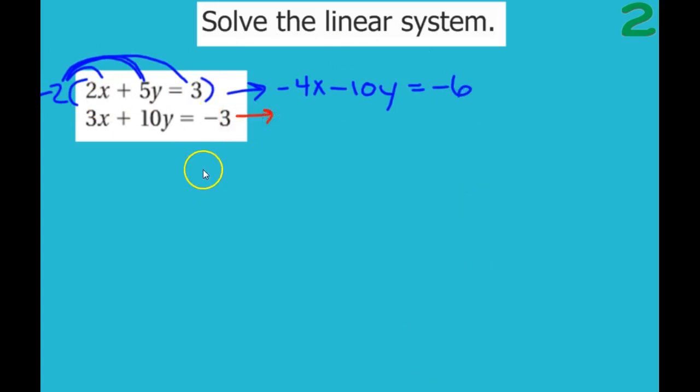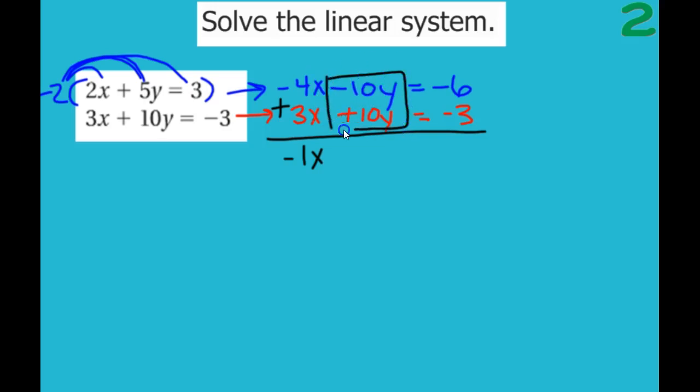The bottom equation we didn't do anything to. I'm just going to rewrite it. 3x plus 10y equal to negative 3. And now I can eliminate using addition. So negative 4 plus 3, there's more negatives, one more negative. The negative 10 and the positive 10 eliminate, make 0. And then we have negative 6 and a negative 3, same sign, add and keep, that's a negative 9.